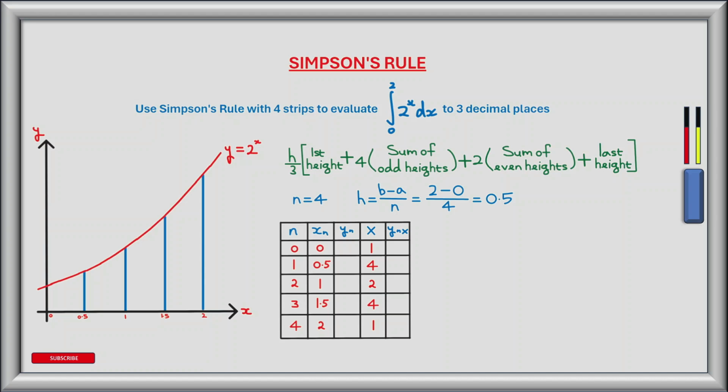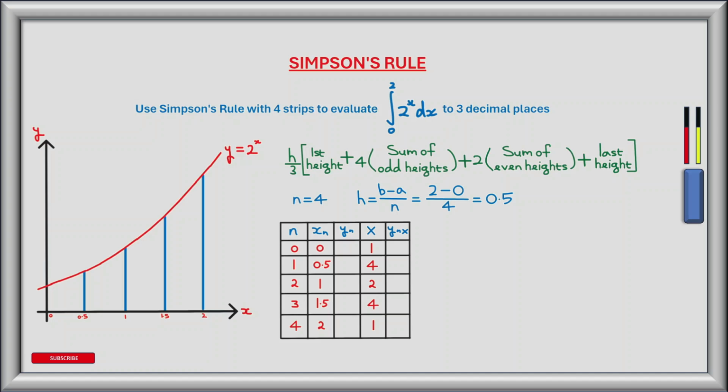So looking at the first row, we have n. This goes from 0 to 4 in steps of 1. The column labelled xn is the x-coordinate of each step, beginning at our starting value of 0 and ending at 2, our end point. The values in between are incremented by h, which we've calculated as 0.5. The next column, yn, is the height that we need to calculate. These are calculated by evaluating the function at the x-coordinate shown.